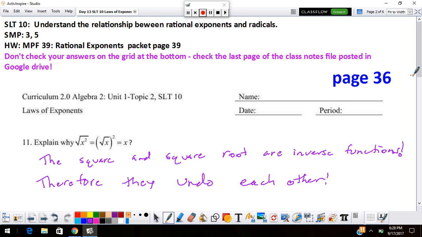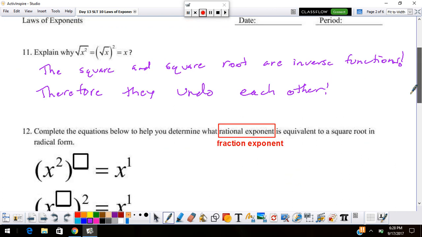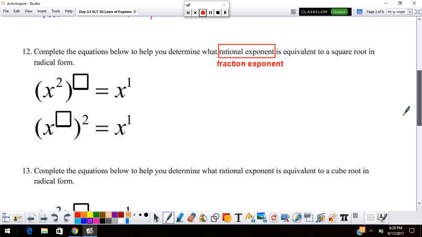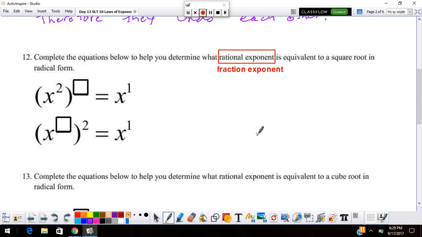Okay, so what I want you to do is read number 12. I want you to box what I boxed. It says complete the equations below to help you determine what rational exponent. Remember, a rational number is the fraction of 2 integers, so a rational exponent is just a fractional exponent, and that fraction has to be made up of integers. So determine what exponent is needed so that is equivalent to a square root in radical form.